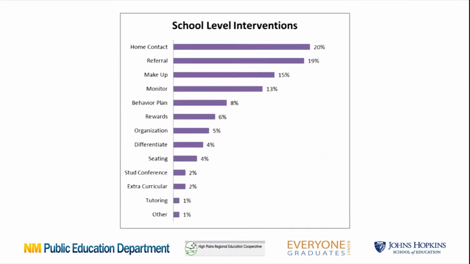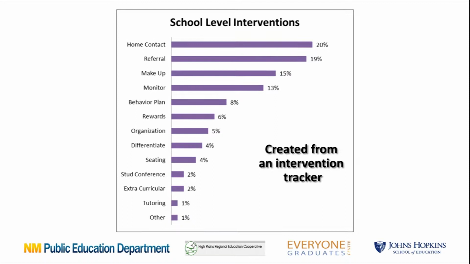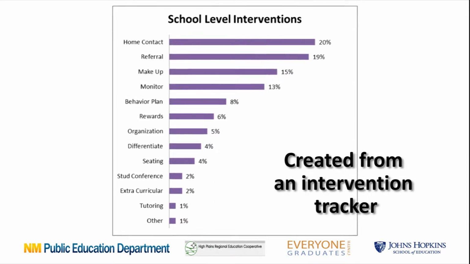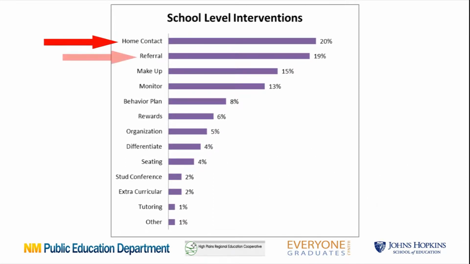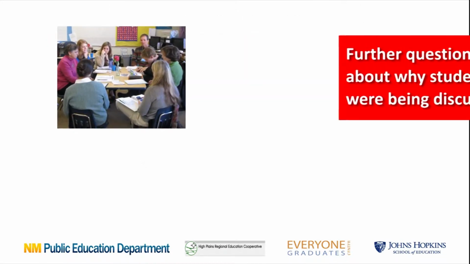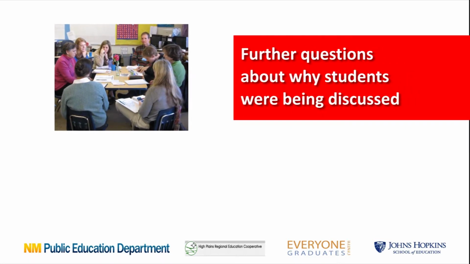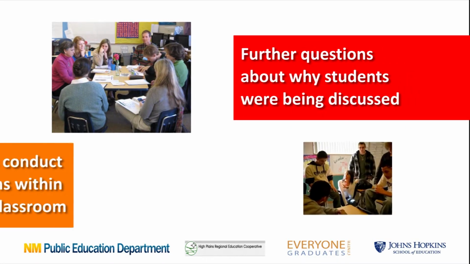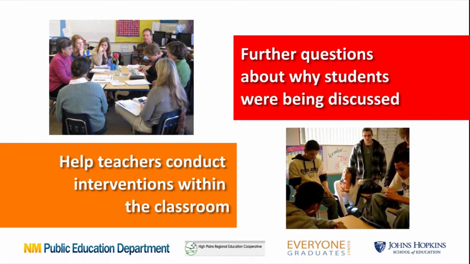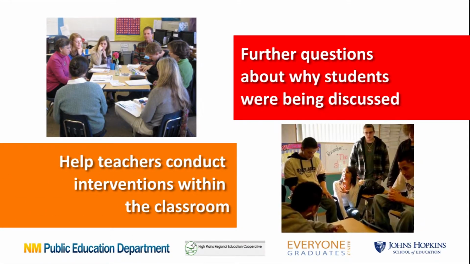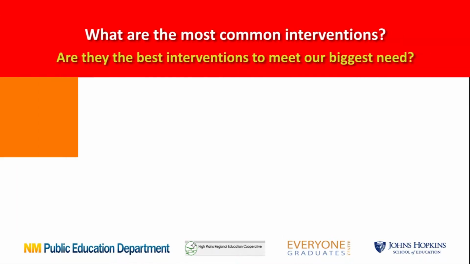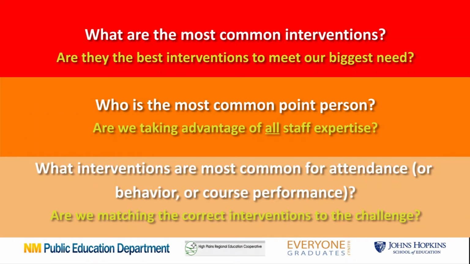The chart labeled School Level Interventions was created from a school's intervention tracker. As you can see, their 2 most common interventions are home contact and referral, which was a referral to the counselor. Based on this information, it led the team to further questions about why students were being discussed, and ultimately, they decided to provide their teachers with help conducting interventions within the classroom environment, as course performance was their most common indicator of concern. All 3 of these questions can help guide the initial investigation into how interventions are assigned, if any additional interventions are needed, and lead to further investigation of what type of work is leading to student impact.